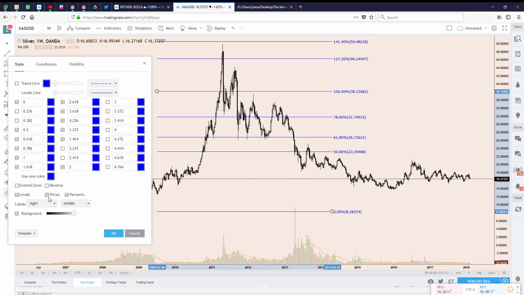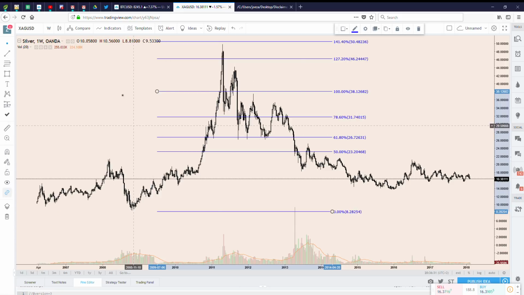Then I like having prices and percentage ticked. The percentage is just an easy way so that I know that that's a 68.1. Just easier for me to read than 0.168. And then the prices, so that once I've got a nice level, I don't have to hover around that area to get a price on the right hand side. It's literally just printed there for you. So that's how I set them up.